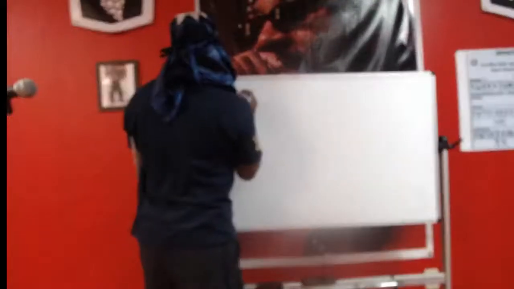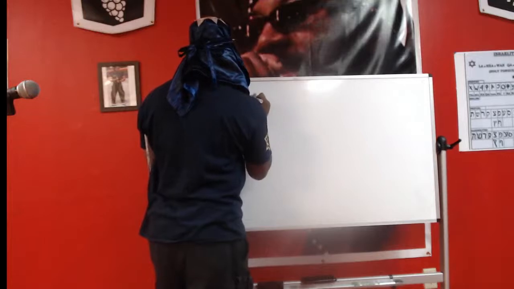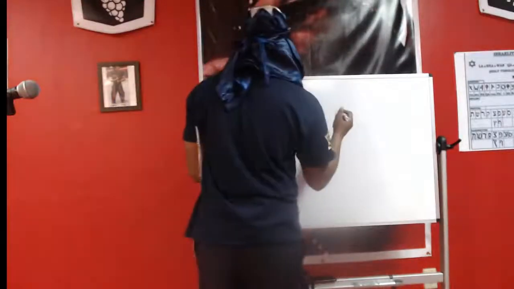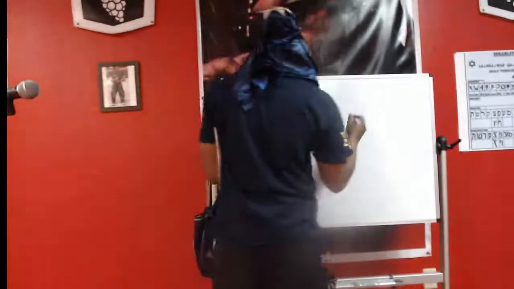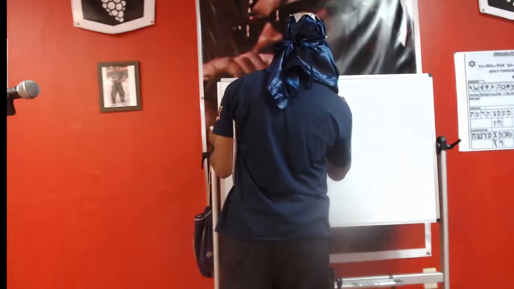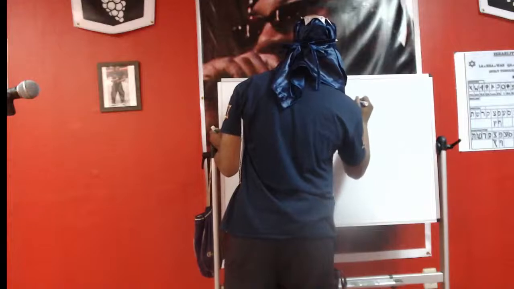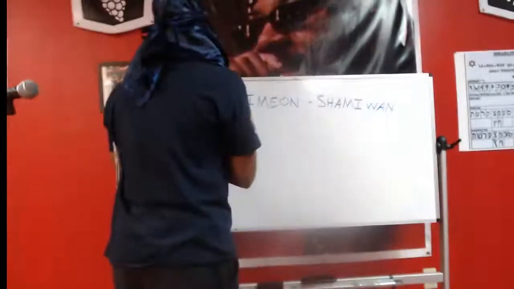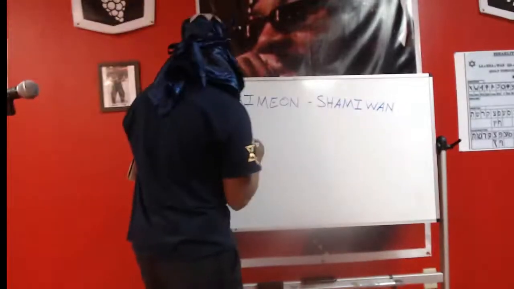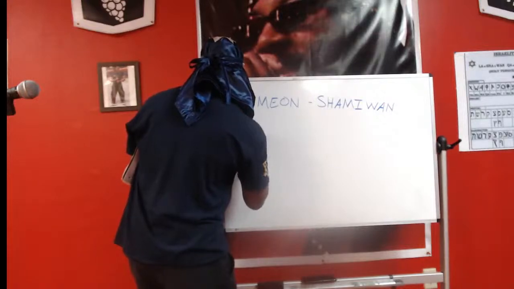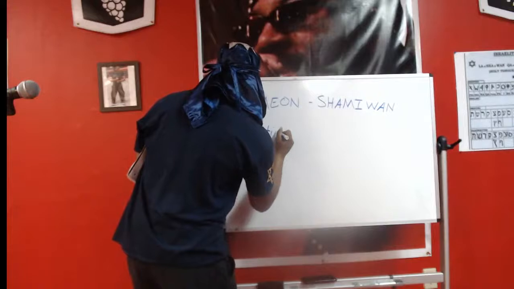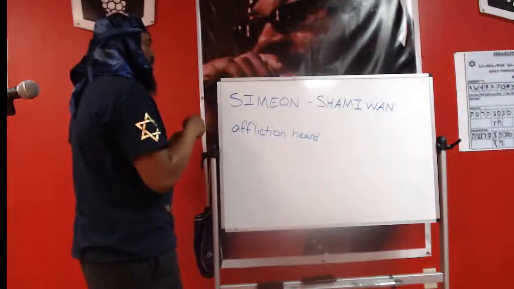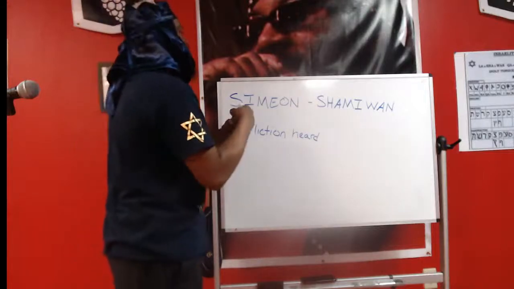Next tribe, the tribe of Simeon. Pronounced Shemai one, which means affliction heard. Affliction heard. All right.